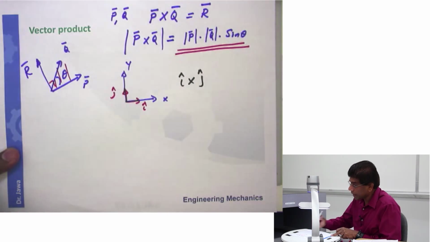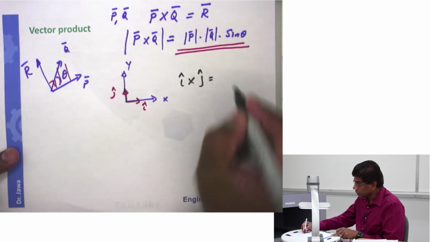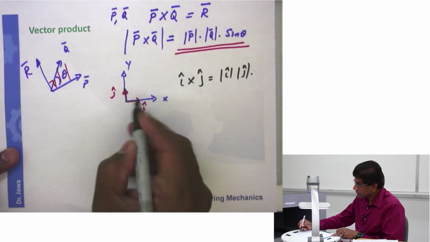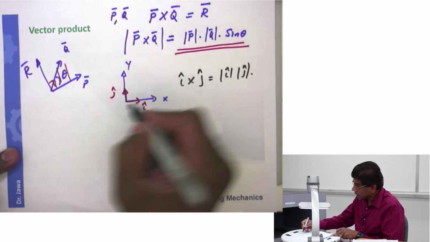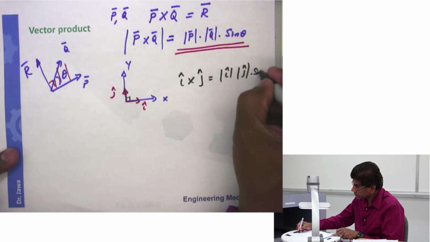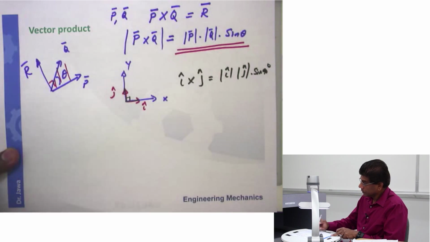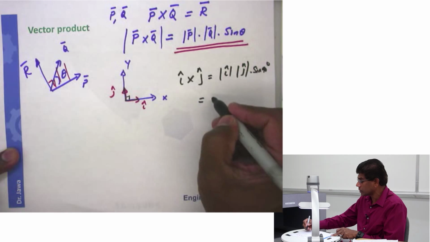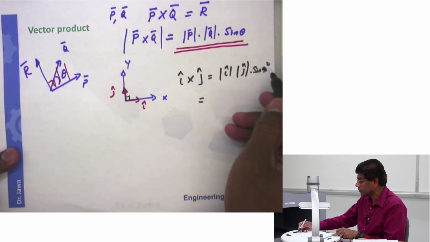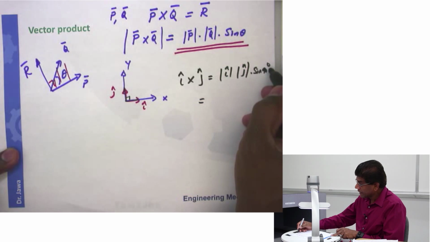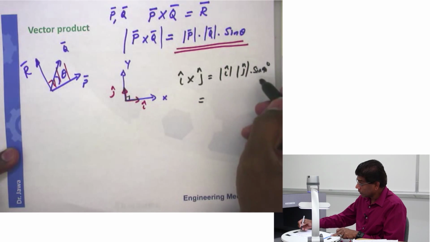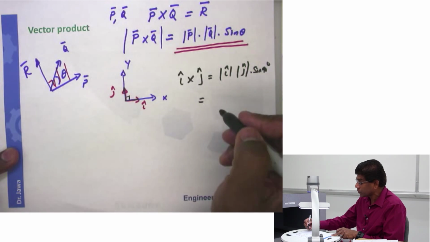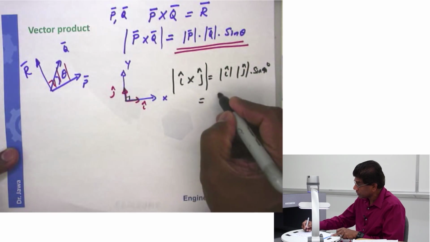i cross j. And by definition, you will see it's the magnitude of i, magnitude of j, times the sine of the angle, sine 90 degrees, right? It's 90 degrees. And if I did that, magnitude of i and magnitude of j is 1 and 1, so multiply 1 by 1 gives nothing. And sine 90 is equal to 1. So the magnitude of the resulting vector i cross j is equal to 1, right? The magnitude of this vector is going to be 1.